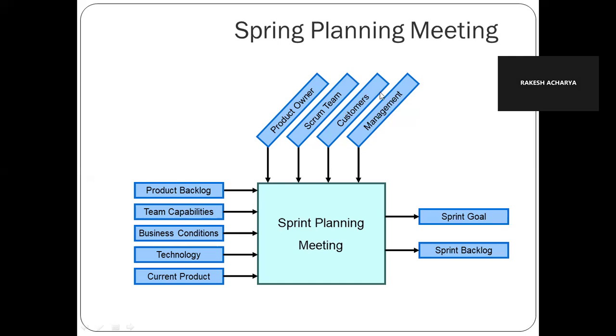What is the goal? At the end of the meeting you will know what your sprint goal is, meaning what you are going to deliver, and what items you have as your sprint backlog. Out of 100 items you are going to deliver 10 items, so that list of 10 items you will get here with all requirement details, what kind of validation, what the functionalities are, everything you will know in this meeting.